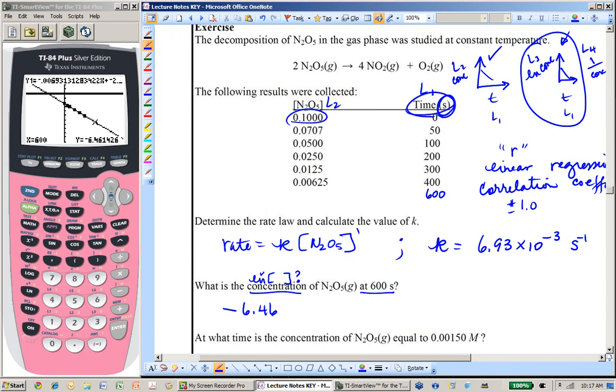Oh, remember what you're graphing. See, it's the natural log of that concentration. So that negative 6.46 equals Ln of the concentration that you seek for N2O5.